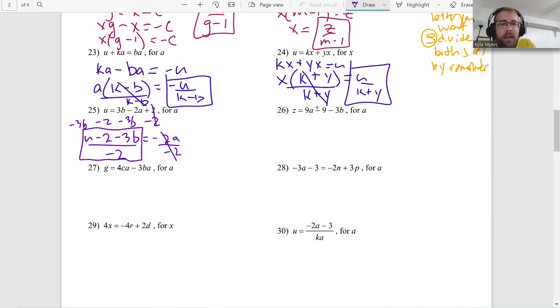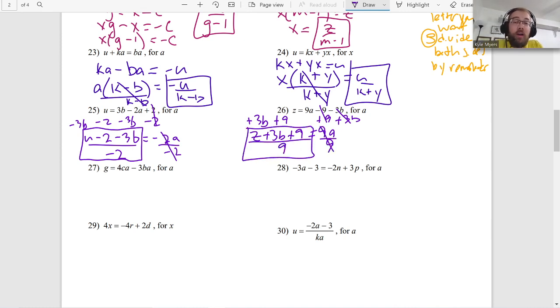Again, only one a here, right? So add 9. Add 3b. Okay, 9a is equal to z plus 3b plus 9. Divide both sides by 9. That's it, right? And you might be thinking, oh, the 9's cancel. Yeah, but you'd have to split up the fraction. Z divided by 9 plus 3b divided by 9 plus 9 divided by 9. And then you'd have a bunch of simplifying to do. Do you want to do that?